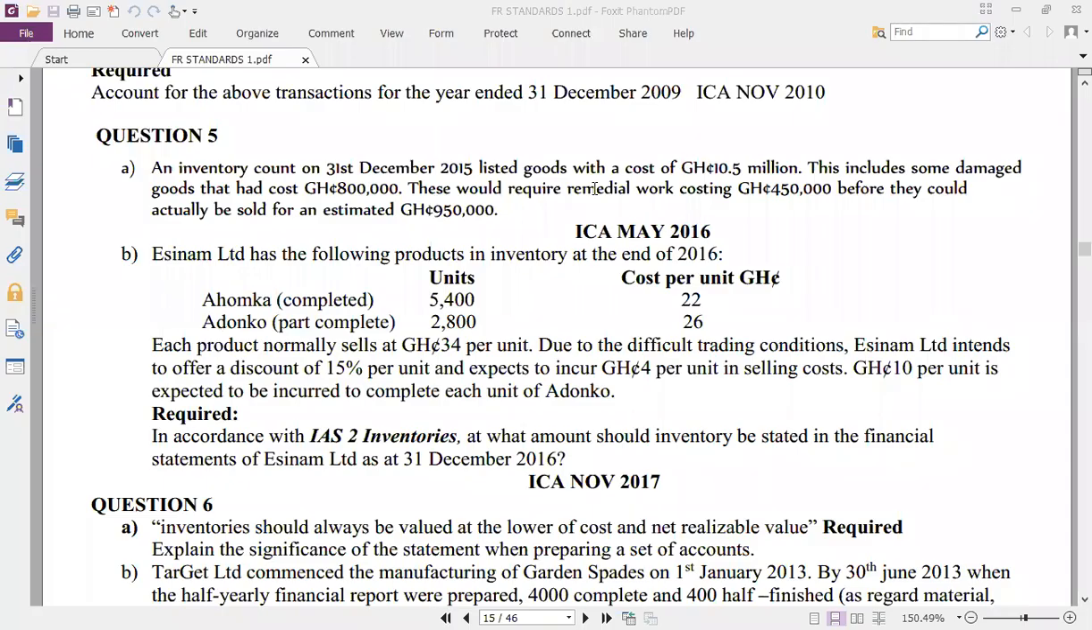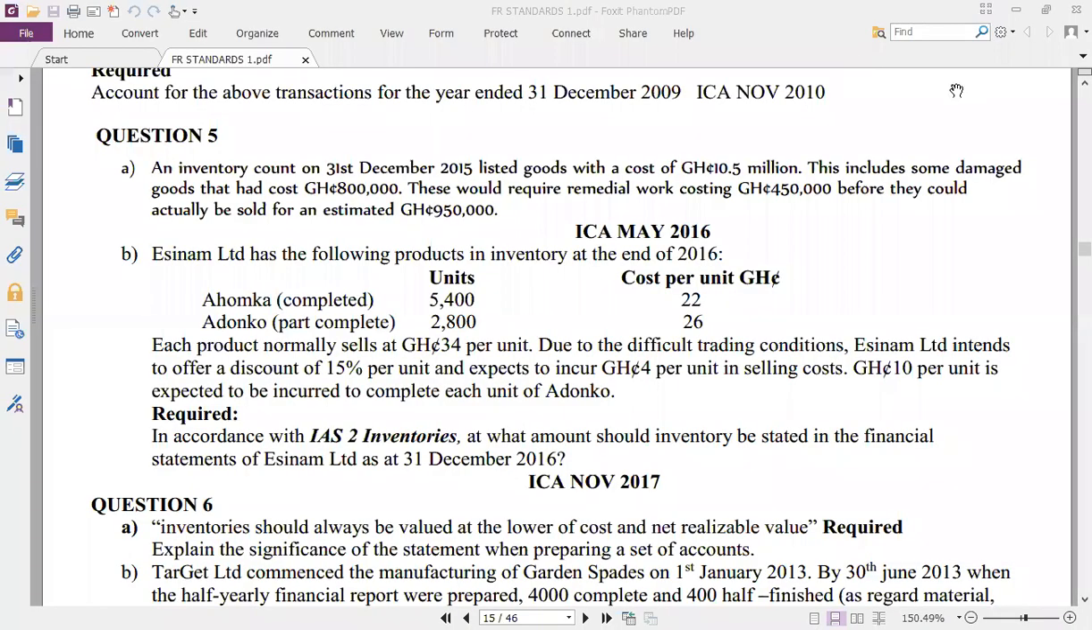Good. So it reads, SNL Limited has the following products in inventory at the end of 2016. Units, cost per unit. So units held, they are there. Cost per unit, all of them are there. So each product normally sells at what? 34. That's the estimated selling price. Estimate, normal, budget.